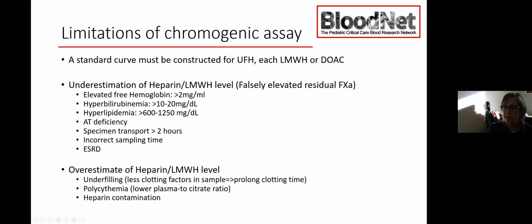In addition, antithrombin deficiency, we said that was the complex, right, with the heparin binds to the anti-10A. If AT is deficient, it's going to decrease the amount of factor 10A that's inhibited and result in an underestimation of the heparin level. Also, you need to process the blood samples within about 3 hours because clotting factors can degrade. Overestimate of the heparin low molecular weight level really refers to the filling like talked about in Guy's talk. So underfilling, you're going to have less clotting factors in that plasma. It's going to prolong the clotting time, and it's going to overestimate the anticoagulant effect. Same thing with polycythemia or heparin contamination.